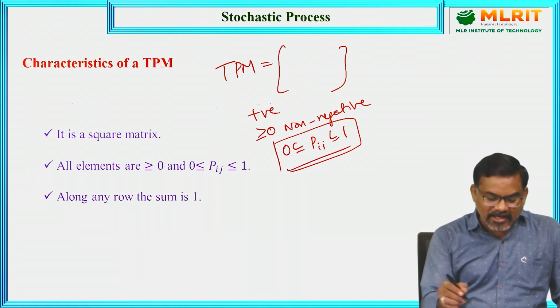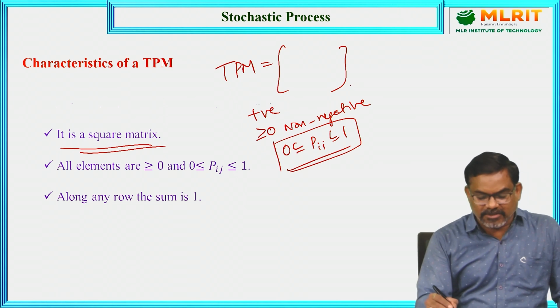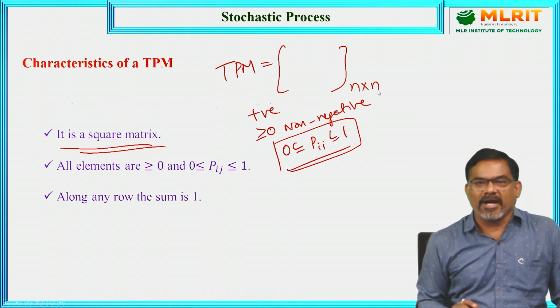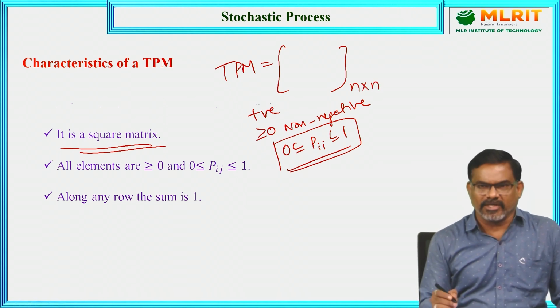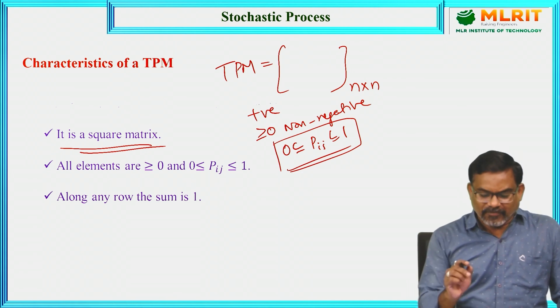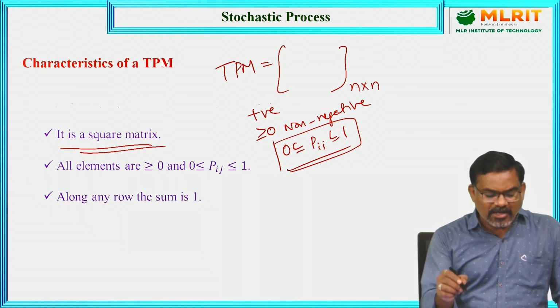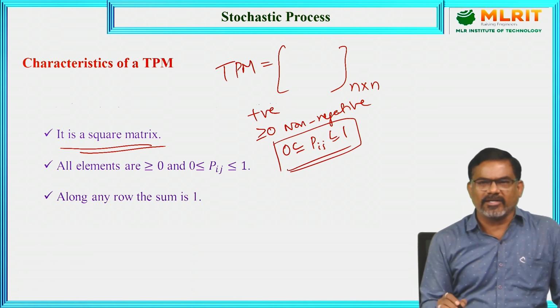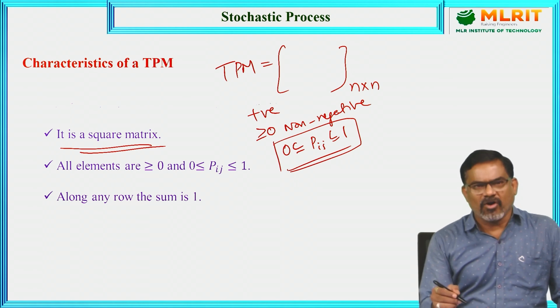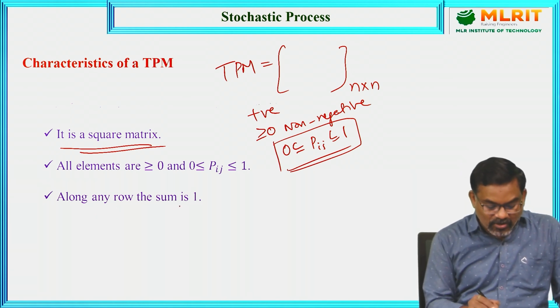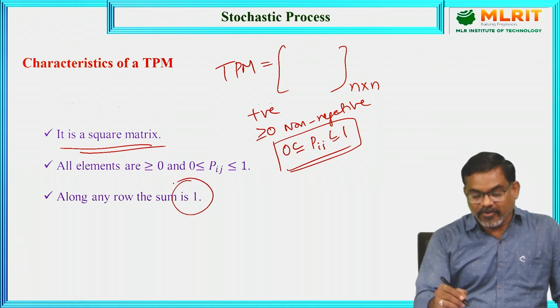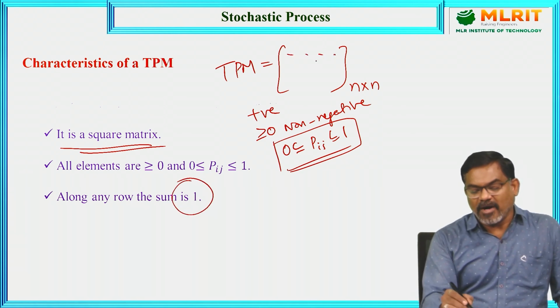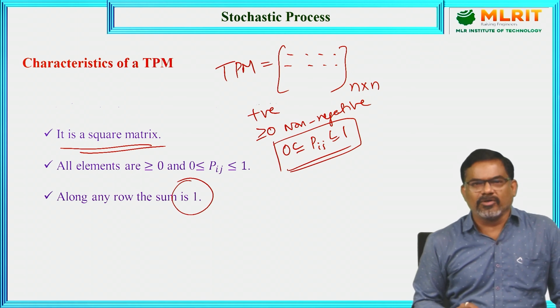And another important point is the matrix must be a square matrix, n by n matrix. For example, 2 by 2, 3 by 3 and so on. So, the first point, the order of the matrix must be n by n. That means a transition probability matrix must be a square matrix. Second, all the elements must be non-negative, must be between 0 and 1, and along any row the sum is equal to 1. If you add the elements of a particular row, you should get 1.